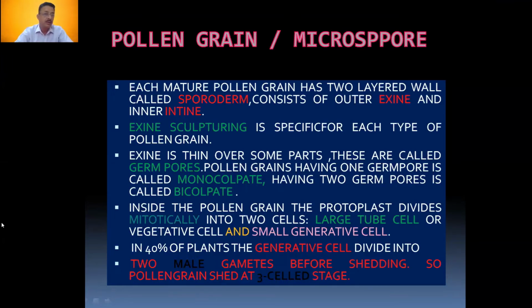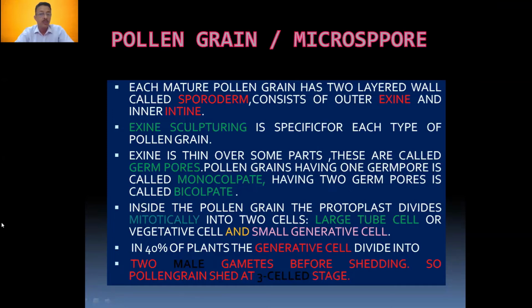The structure of the exine and the shape of the exine are different for different plants. It is specific for each type of pollen grain. So by looking at a pollen grain, you can identify which plant the pollen grain belongs to. It is the exine sculpturing. What is the structure of the exine like?